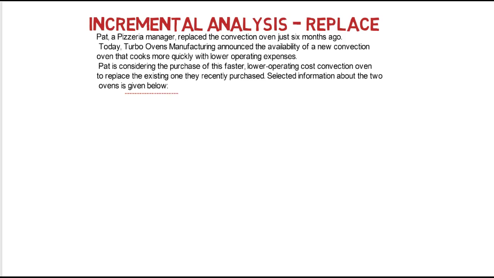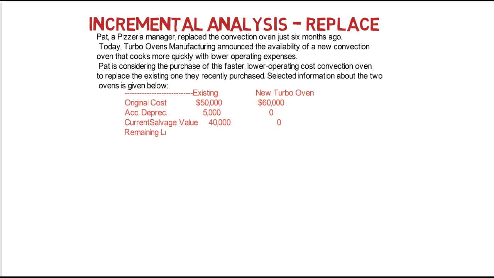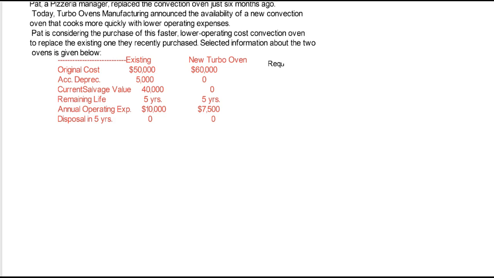To begin with, we look at the existing oven versus the new oven. And the original cost, $50,000 for the existing, $60,000 for the new. Accumulated depreciation, $5,000 on the existing one. If I sell it now, I can get $40,000. It's good for 5 years, and the annual operating expenses are $10,000. The new turbo is also good for 5 years, but it has less operating expenses at $7,500. Both will be worthless in 5 years.